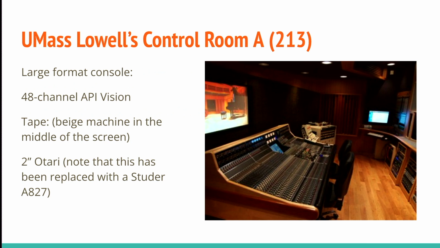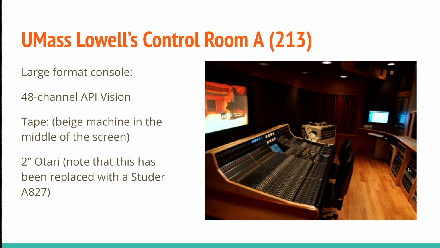Now, when we think about recording studios, a good way to think about this can be seen in the image that we see on the screen now. This is UMass Lowell's Control Room A. This is room 213. This is our 48-channel API Vision console. We can see a very large format console here. And we see a tape machine up over here. This is actually an older tape machine. This isn't the one that's there anymore. In this case, this was an older Otari machine that has been replaced.